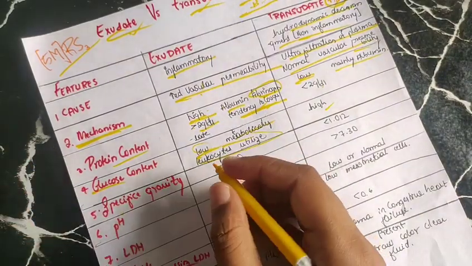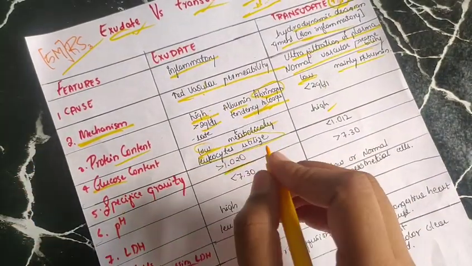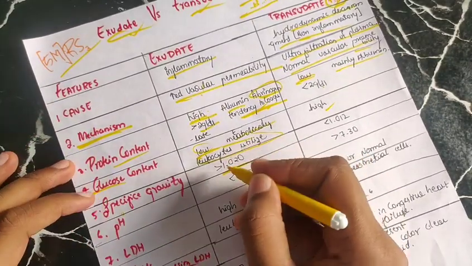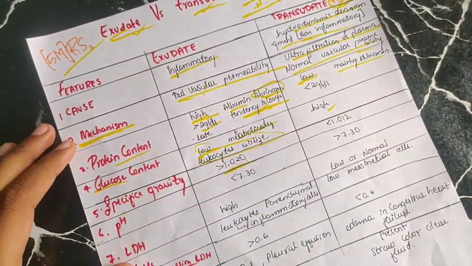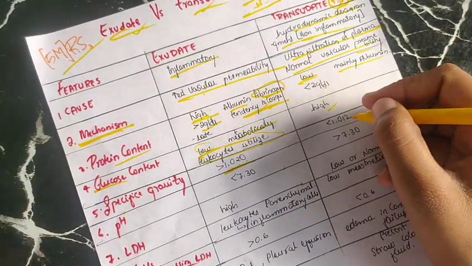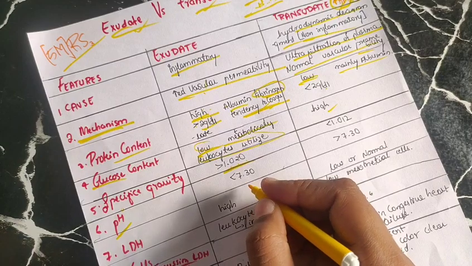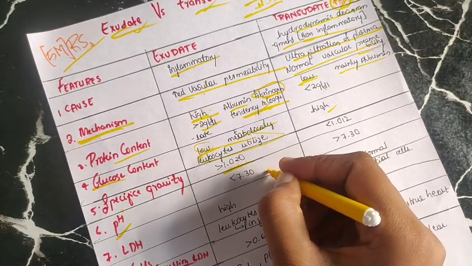And specific gravity, so I said all the proteins might have come out, so if the solid concentration is more, then the specific gravity is obviously more. So it will be more than 1.020, whereas in transudate it will be less than that. The pH, albumins and all are there. This will be slightly acidic because everything has come out.